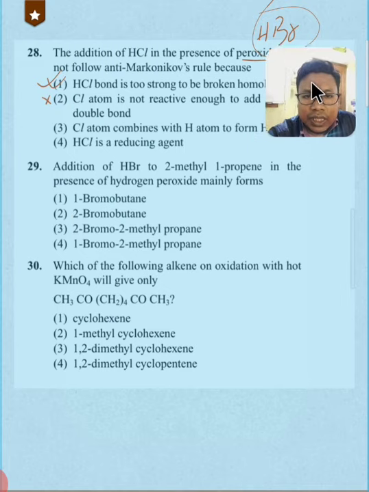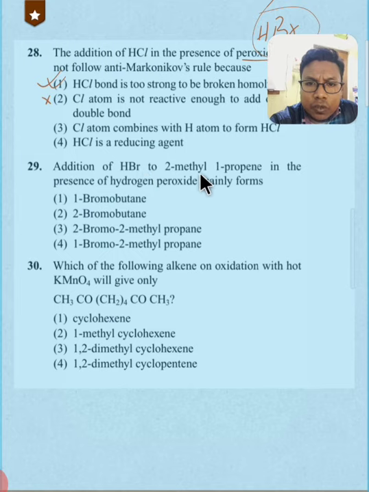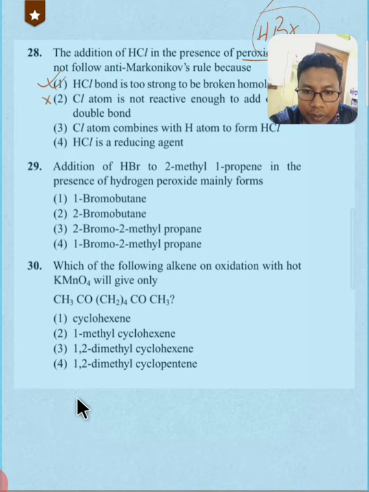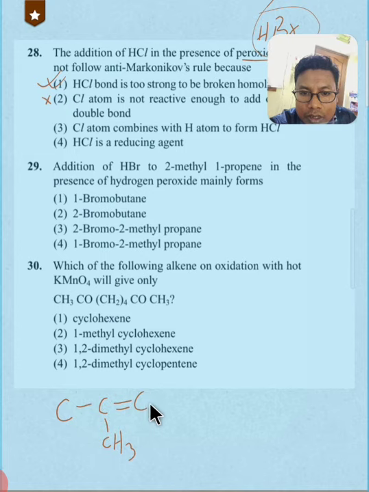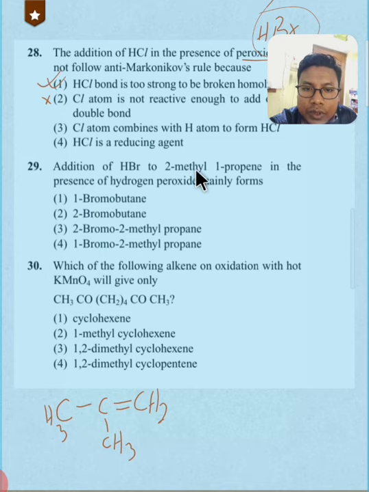The next question is: addition of HBr to 2-methyl-1-propene in the presence of hydrogen peroxide mainly forms. Now this is anti-Markovnikov rule. Let me draw this alkene, 2-methyl-1-propene. So this is our propene, and to this carbon atom a methyl group is attached. This is our 2-methyl propene, right? This is correct. Okay, this is 2.